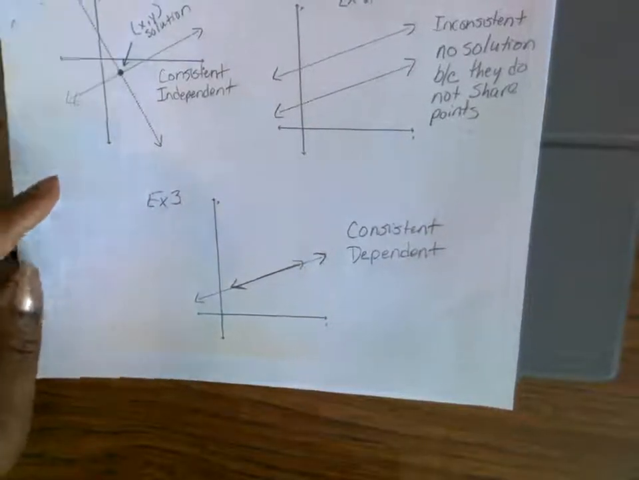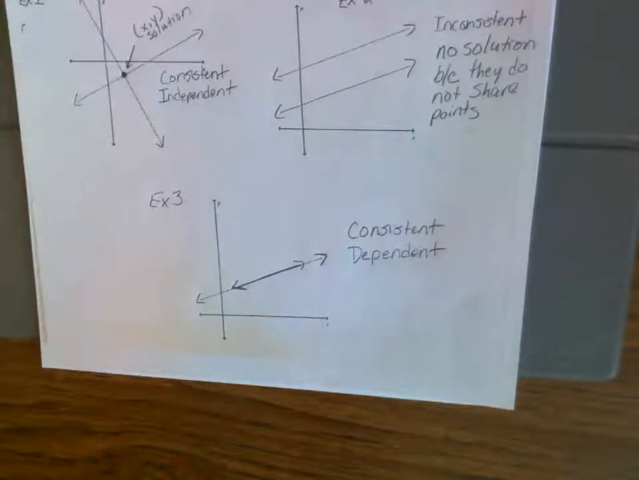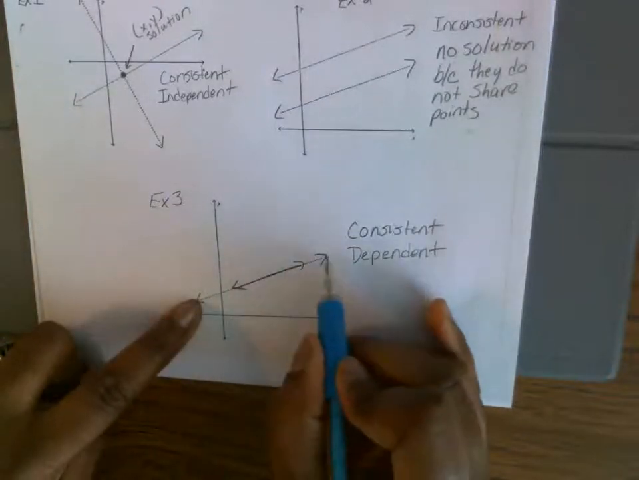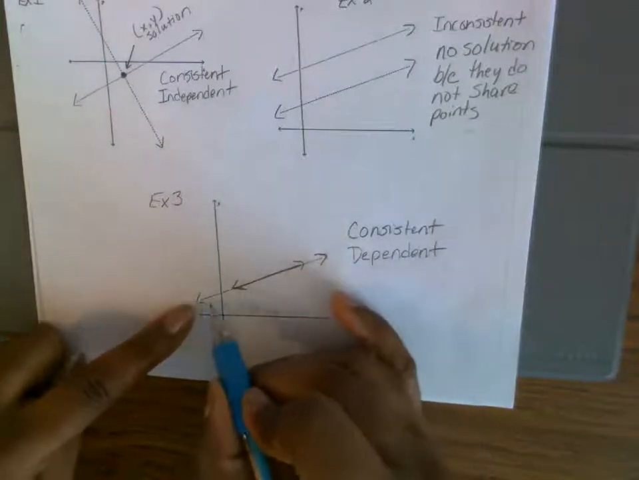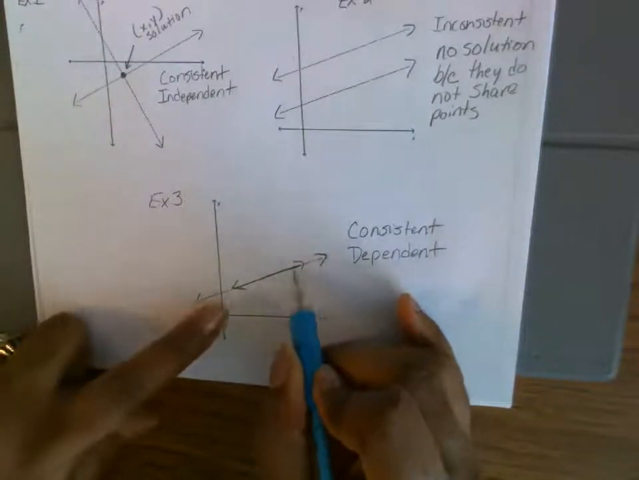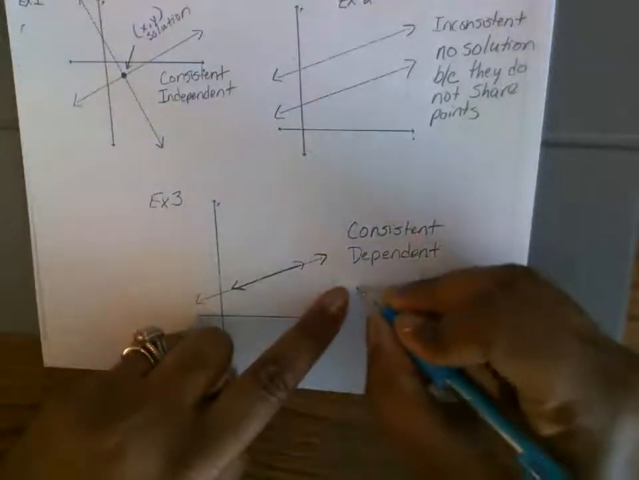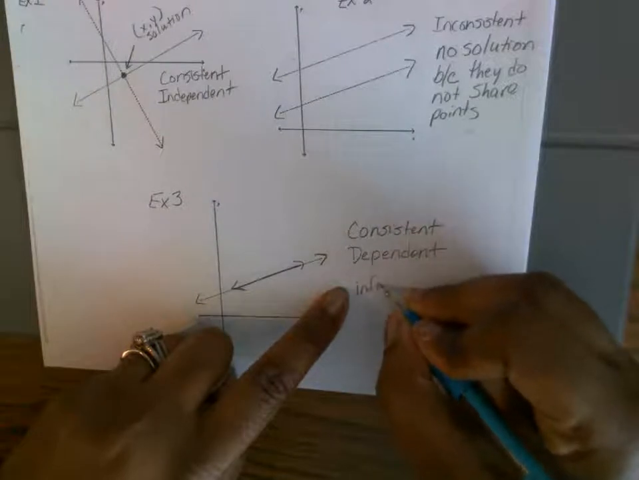If it says, what is the solution to this system? It's infinitely many solutions because they share all of the same points. There's an infinite number of points because by definition, a line continues without end. Since both lines continue without end, they have an infinite number of points that they share. So this is infinitely many solutions.